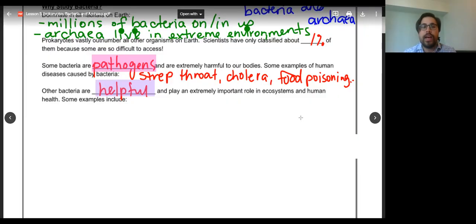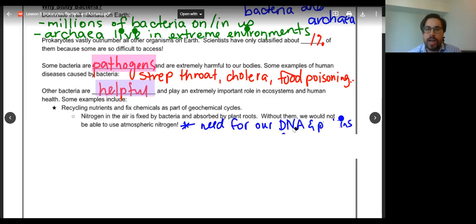Alrighty, so these helpful bacteria can include, but are not limited to, the examples that I discuss here. The first concept that I want to talk about with regards to helpful bacteria is probably the most important one. It's often overlooked, but it is indeed the most important idea of a helpful bacteria.